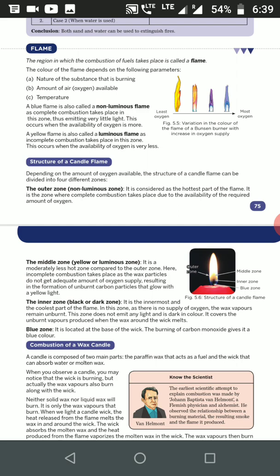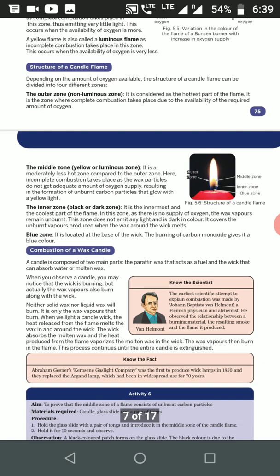At the base of the wick there is a small blue-colored region in which carbon monoxide is burned. So when you look at the base, you will see a blue-colored region in which the carbon monoxide is burned. Next, combustion of a wax candle. A candle is composed of two main parts: paraffin wax that acts as a fuel, and the wick that can absorb the molten wax.